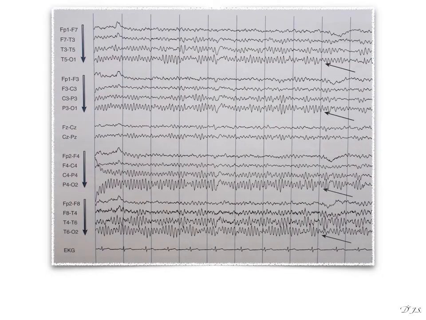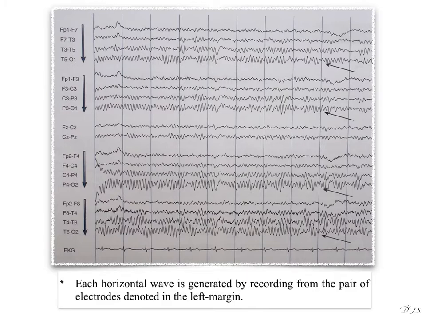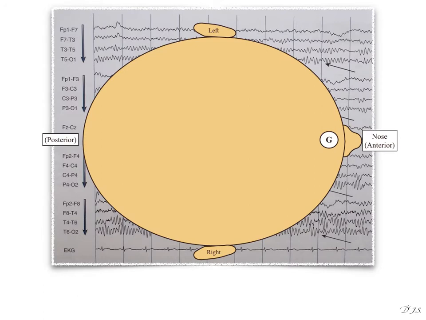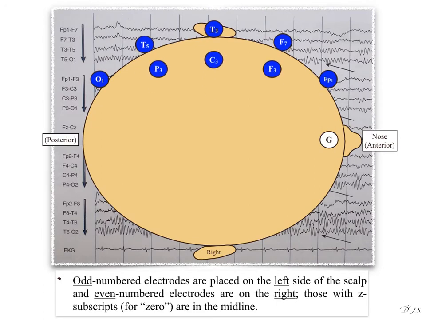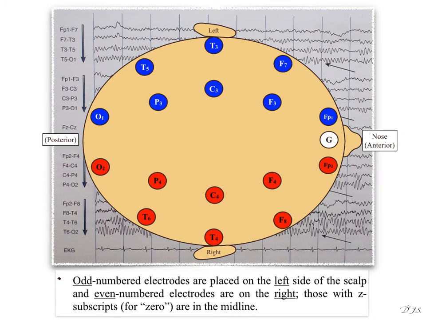In this normal, awake electroencephalogram, the PR is the most prominent waveform on the page. Each horizontal wave is generated by recording from the pair of electrodes denoted in the left margin. Each vertical division represents 1 second. Odd-numbered electrodes are placed on the left side of the scalp and even-numbered electrodes are on the right. Those with Z subscripts, for 0, are in the midline.